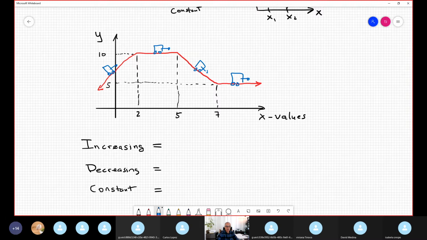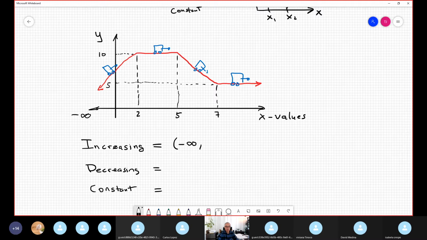So, what is the interval where it gets increasing? Well, it starts from negative infinity, because the interpretation of this arrow is that this curve continues forever in the same direction. So it doesn't change, it stays the same. So this is negative infinity.